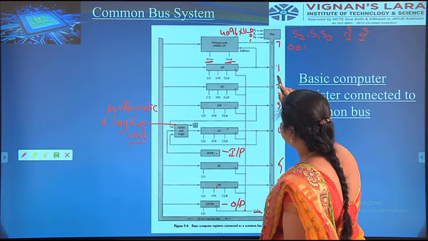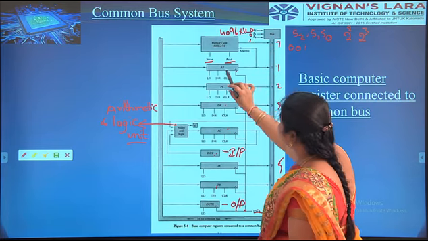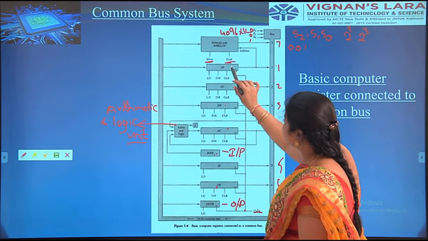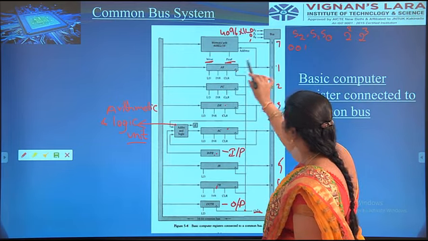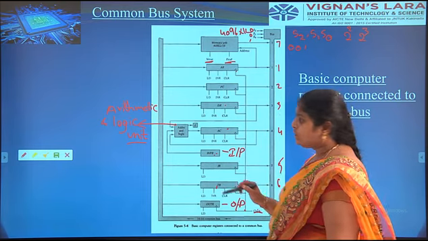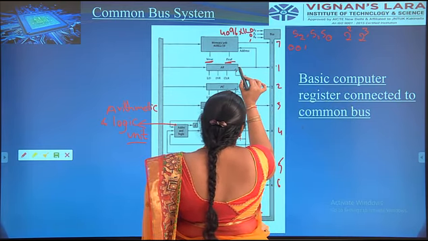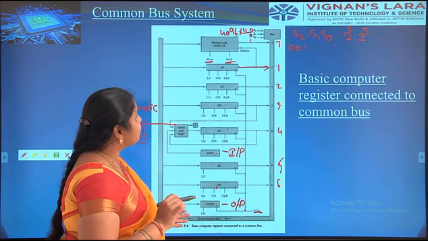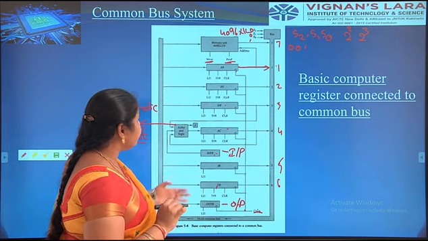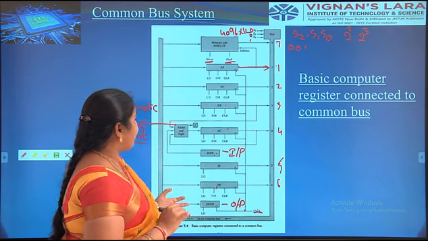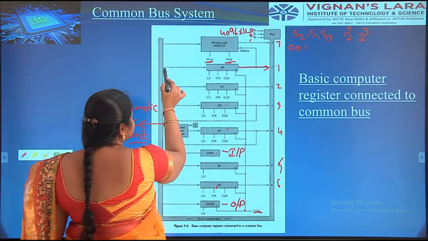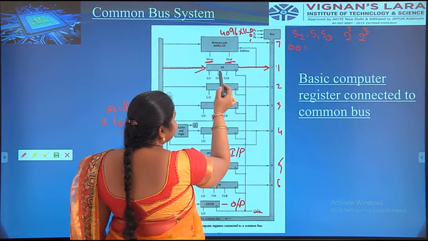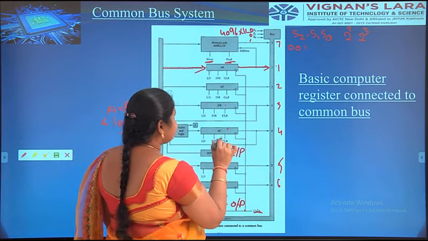Here 1 is enabled. Here AR is the address register. The content of the information available in the AR is transferred to the common bus. This arrow indicates that the content of AR is transferred to the common bus. Then the operation is performed, and the information is transferred to AR. Here AR is one register, the address register.